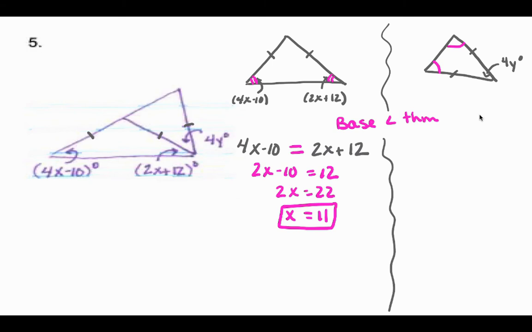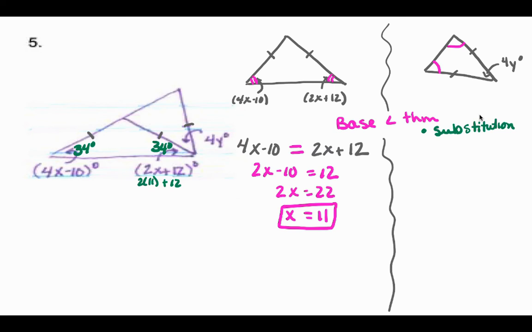So we're going to do several things in order to get back to finding the value of angle y. So it makes sense that we need to find our value of x to find the value of y. So we're going to start out with a bit of substitution. So I'm actually going to put in the 11. 2 times 11 plus 12 is 34. And our 4x minus 10 is also 34.